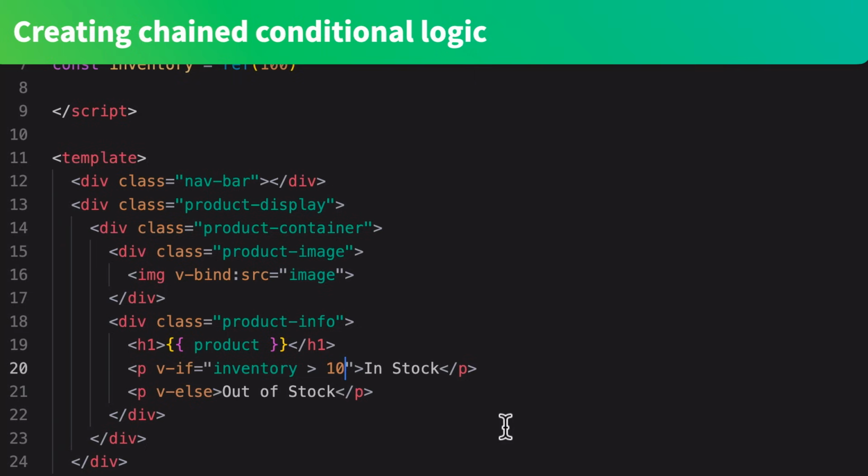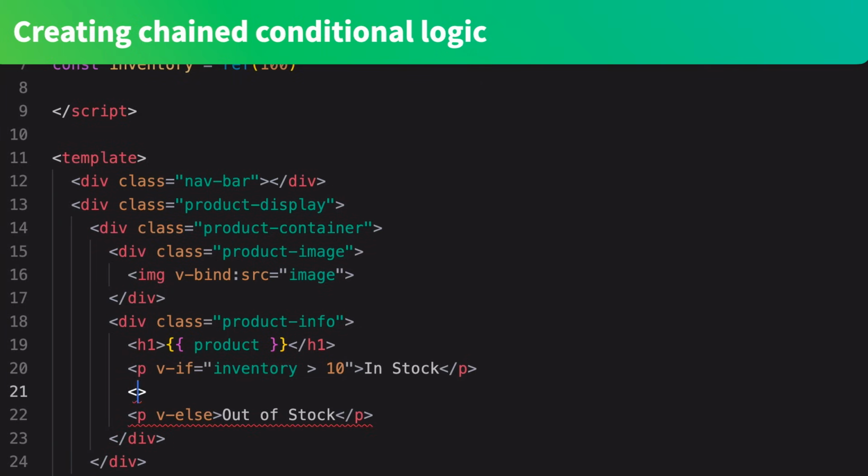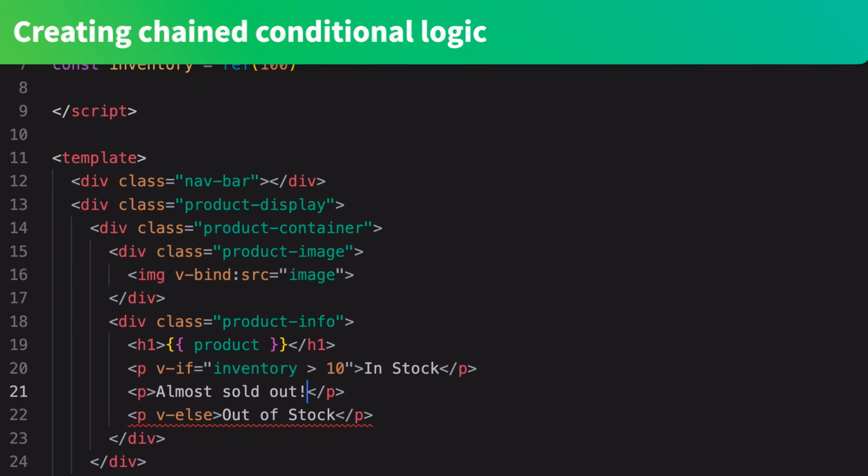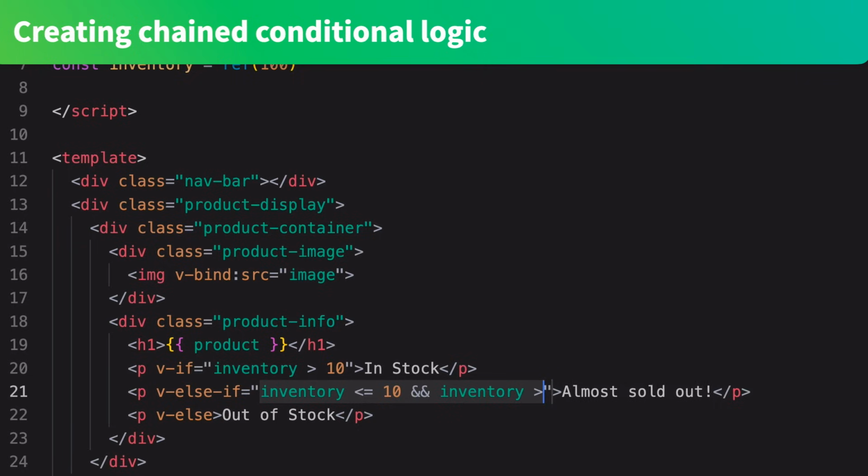Now I want to show you how we can add those additional layers of logic in between here. So if I add a new p tag that says almost sold out, I can add the directive v-else-if, and in this expression, I'll say if inventory is less than or equal to 10 and inventory is greater than 0, in that condition, we want to display almost sold out. Otherwise, if inventory is 0, show out of stock.